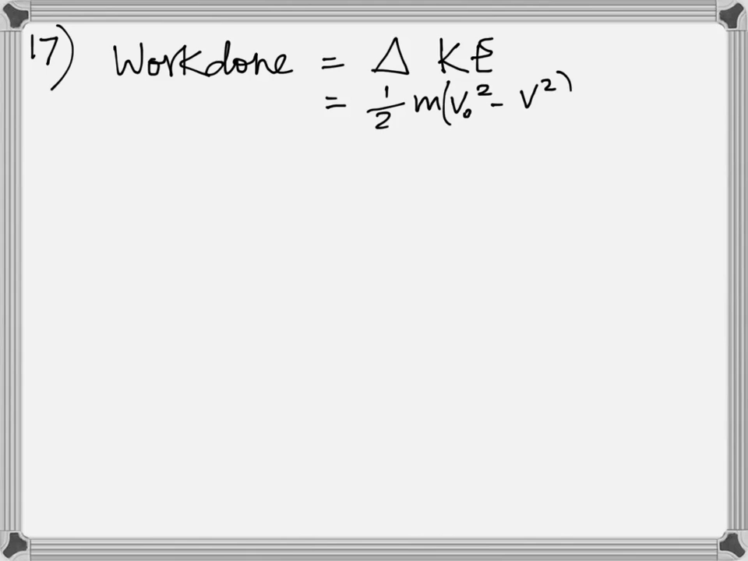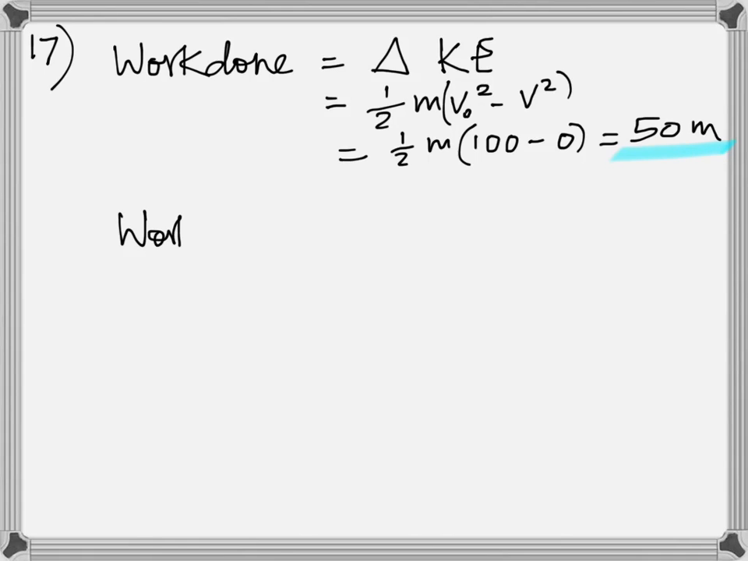Here it is. Work done is equal to change. You know that little triangle stands for change in kinetic energy, don't you? Delta. Okay, that's 1/2 m v naught squared minus 1/2 m v squared. But you know that the final velocity is 0, isn't it? So, therefore, it's 1/2 times 100 minus 0. That is 50 times the mass. 100 divided by 2 is 50. And this is the work done against friction.